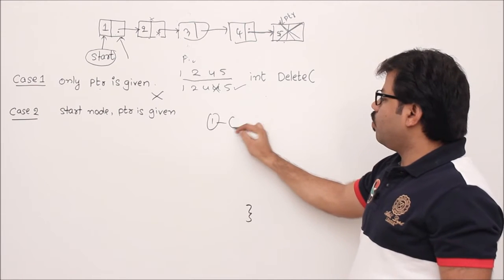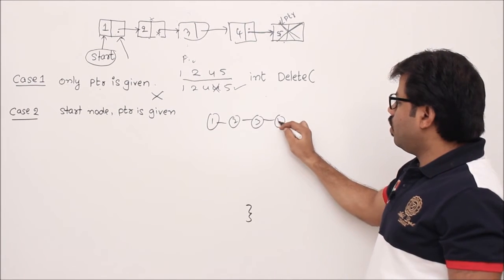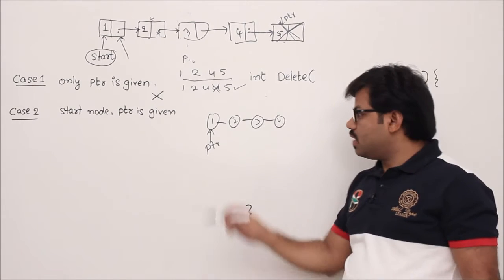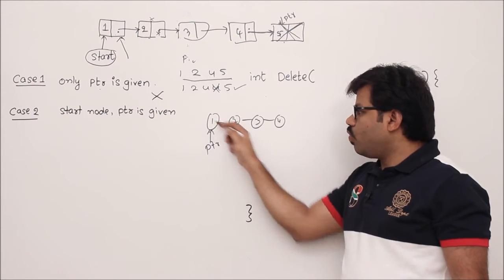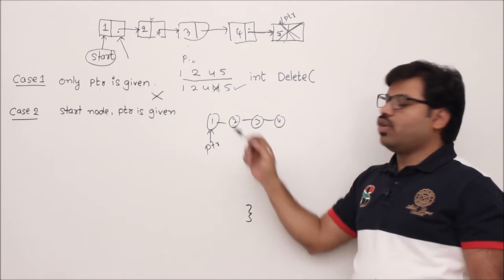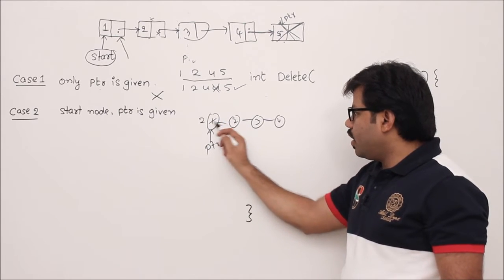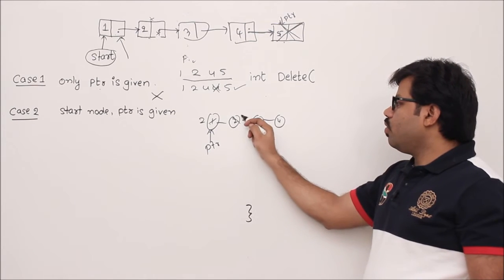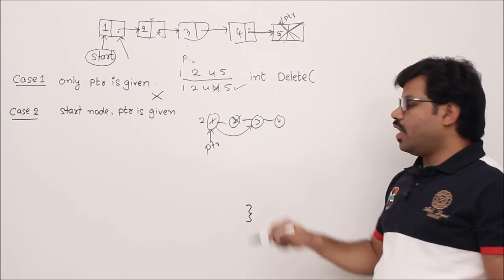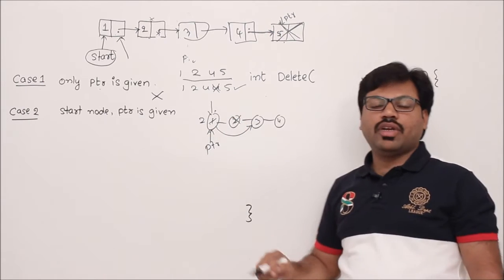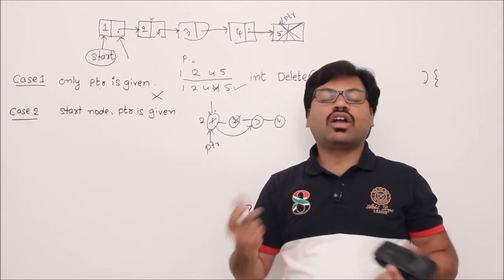Okay. Example 1, 2, 3, 4. And PTR is given here, but start is not given. Not a problem, because seriously, we are not deleting node 1. We are only deleting value 1. Then what we can do is apply the copy technique. Copy 2 here first, after that delete 2, then link here to here. Then are we losing the first node? Still we have the first node. That means the start node need not be updated.